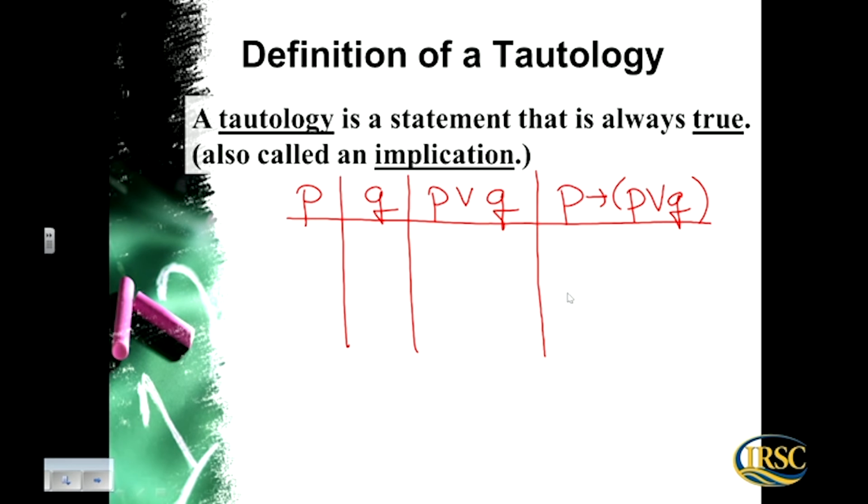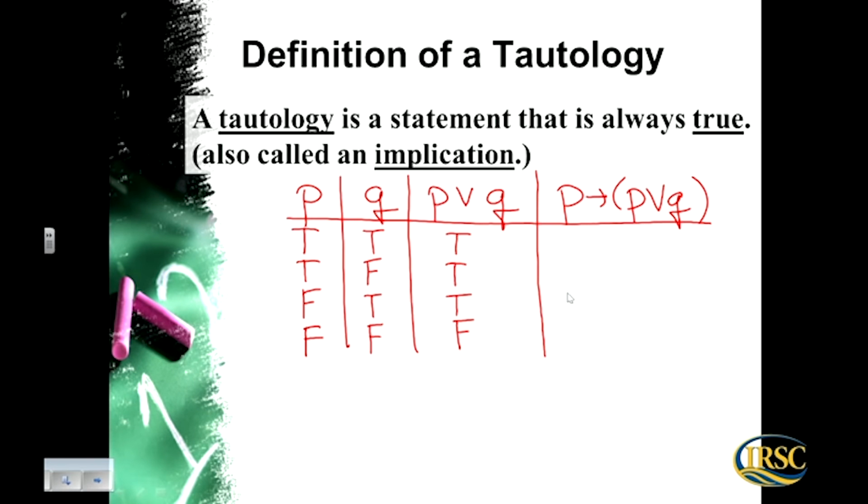What should I write down for P? Okay, true, true, false, false. For Q, true, false, true, false. Good. Okay, and then an or statement is only false when they're both false, and that only happens down here. So you should have had true, true, true, false. Any questions in the first three columns?